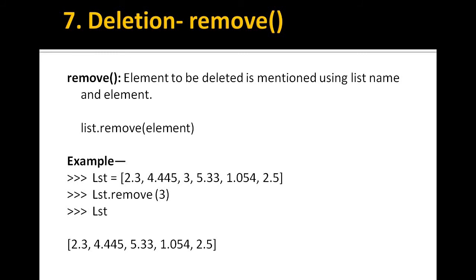So here in this example, a list has been created and remove method has been called with the value 3 passed to it. It removes 3 from the list, and when you print the list again, you get the list without having 3. So it doesn't matter where the value is located, it is deleted from the list.